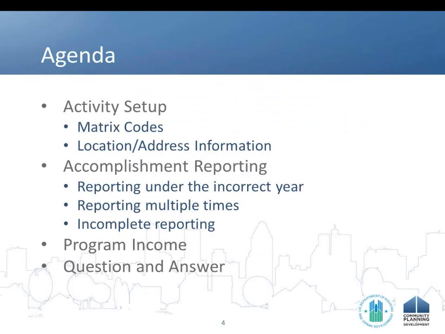So today we're specifically going to talk about common mistakes made during setting up the activity, including using incorrect matrix codes and not providing enough location and address information. On the accomplishment side, we want to make sure that you're reporting in the correct year. Some people are still reporting in the incorrect program year. We'll talk about how to address that. Some grantees are reporting the same beneficiary multiple times. We want to make sure that that's limited. And some grantees are not providing all the data and fields that do apply to the activity in question.